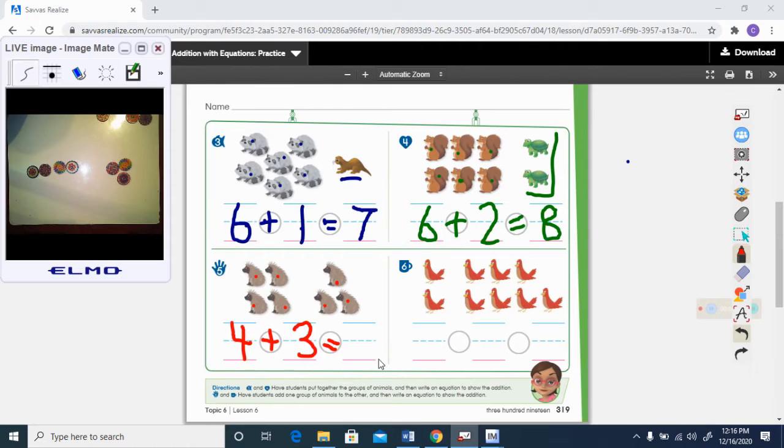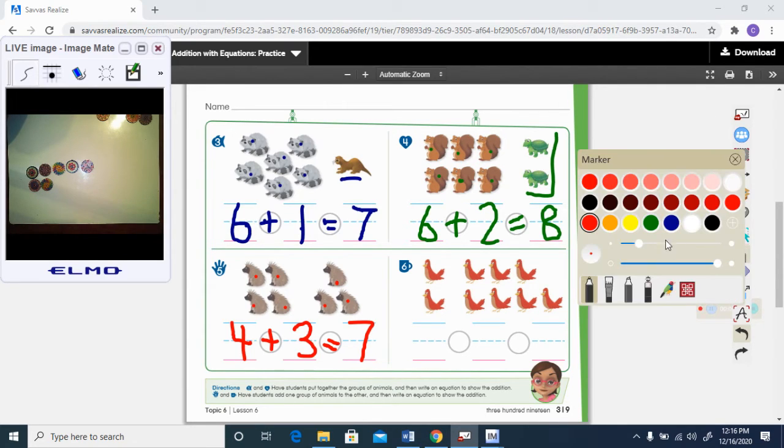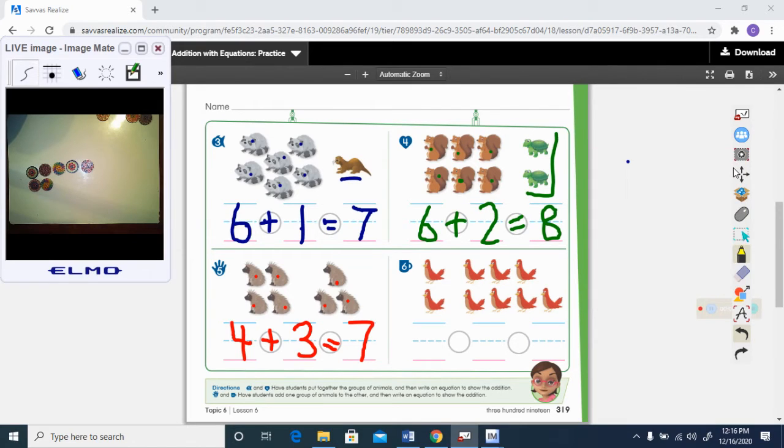How many in all means we take these 2 groups and we move them into one. So I have 4, 5, 6, 7. There are 7 porcupines in all. We are moving on to the next problem. So we are going to clear our board so that we have a nice empty workspace to work with.